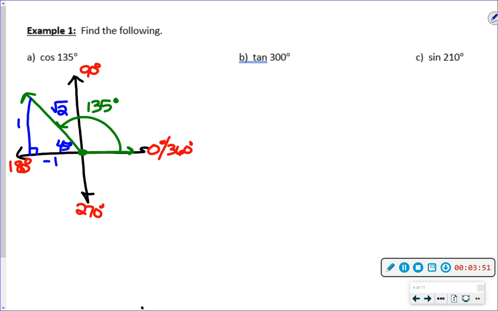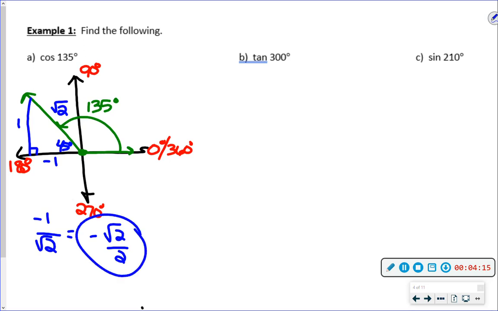No, because when you do Pythagorean theorem, square the side, positive, square the side, positive, your hypotenuse will always be positive. Okay, now I just need cosine, adjacent, -1, hypotenuse, square root of 2, and story of our lives, we have to rationalize it out. Final answer, negative square root of 2 over 2.